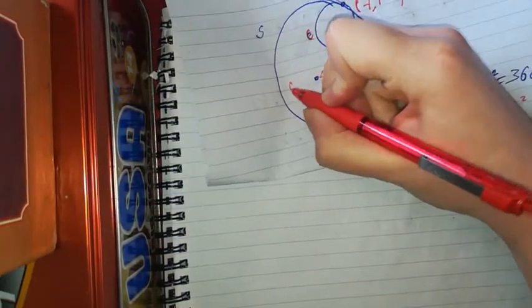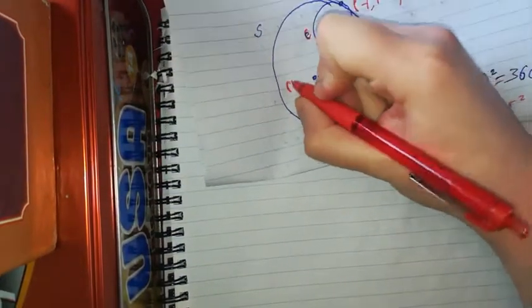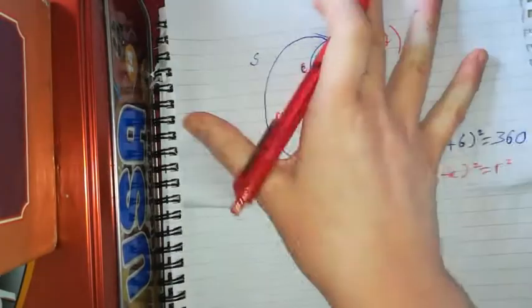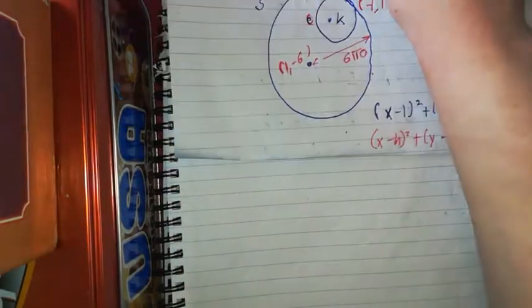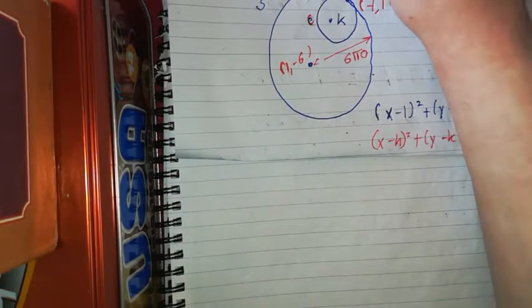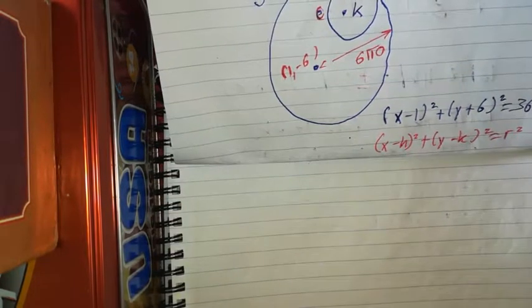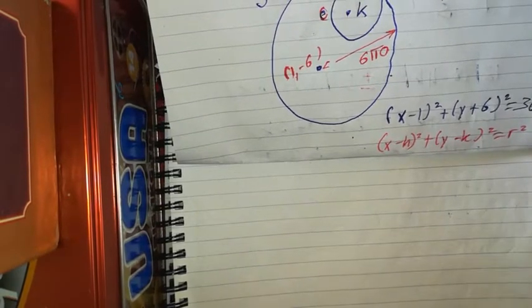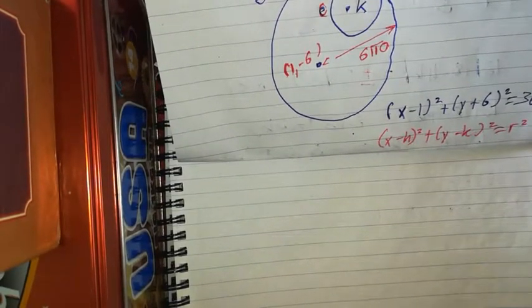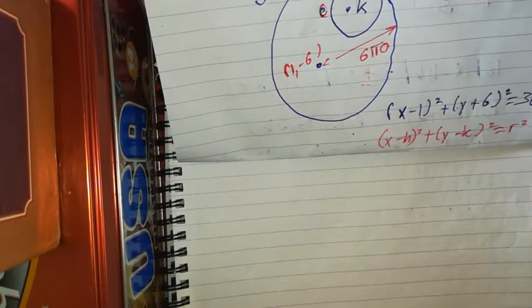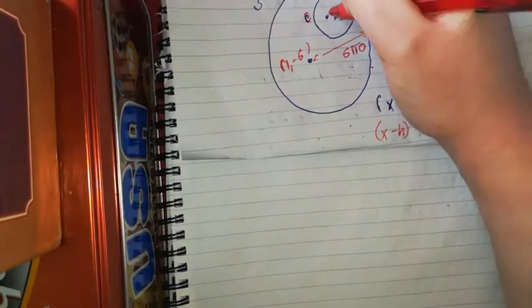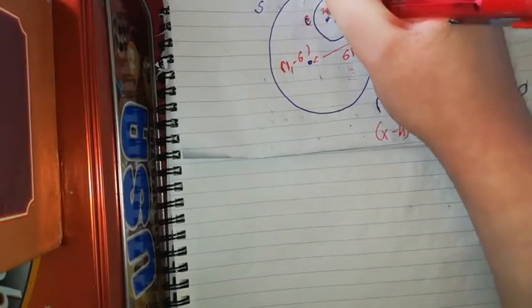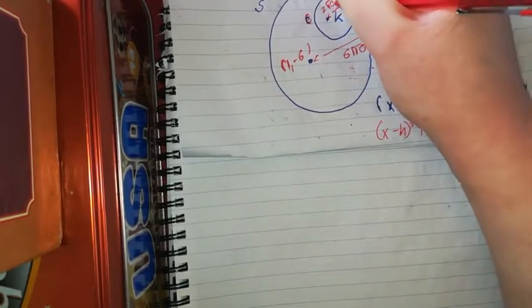So we got the coordinates of the center of C, and the center of S, which was (1, -6). So if we just look at what we have here, the center of S is (1, -6), and the radius of S is 6 root 10. And then we're told the radius of C is 1/3 the radius of S. So 6 root 10 divided by 3 gives us 2 root 10. So the radius of C is 2 root 10.